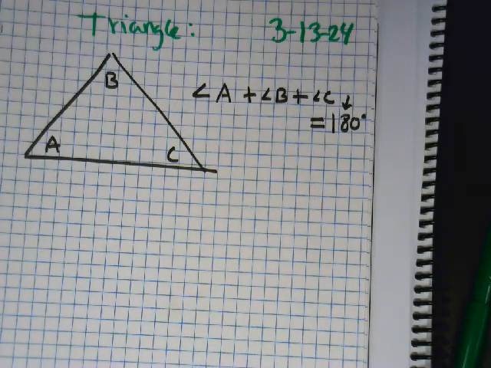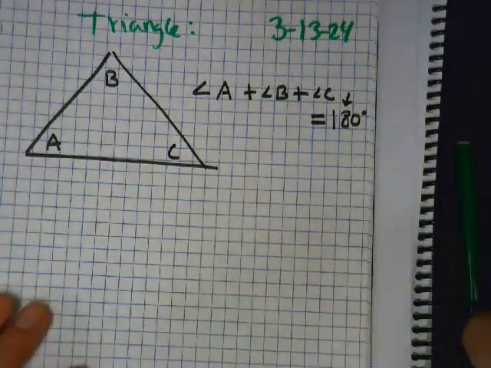Kind of like supplementary. But we don't call it supplementary because it's 3 angles. Supplementary is just 2 angles. So this is 3 angles that equal 180. Okay. It's pretty easy. All right.